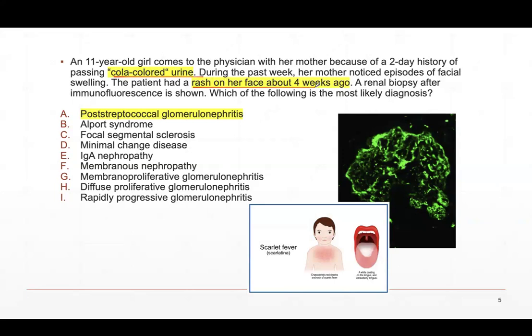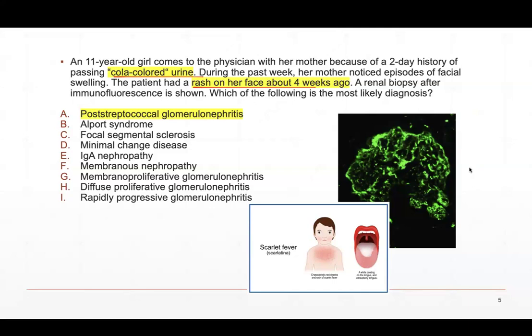And then this rash on her face is a really interesting thing that you can keep in mind because one of the things that is caused by streptococcus is scarlet fever. And scarlet fever can give you this picture here. So you can see that there's rash on the cheeks and on the rest of the body and the strawberry tongue. And on immunofluorescence, you can see that there are immune deposits everywhere.